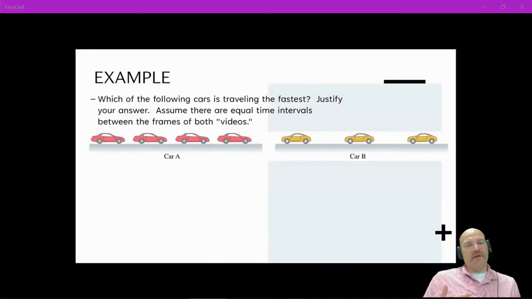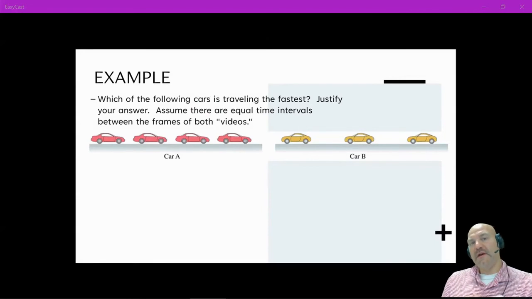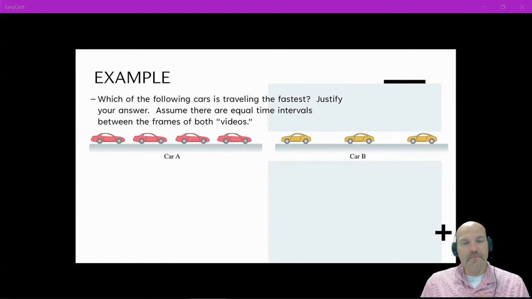Now, here's a quick example. This is a "justify your answer" type question. Which of the following cars is traveling the fastest? And justify your answer. That's very important on the AP Physics test: justification of answers. You can't just say it is because it is. You have to explain it. You can show formulas, but here this would be an explanation. We're going to assume there are equal time intervals between the frames of both videos. This is a good time to pause the video and answer this yourself, and then start it once you're ready to go.